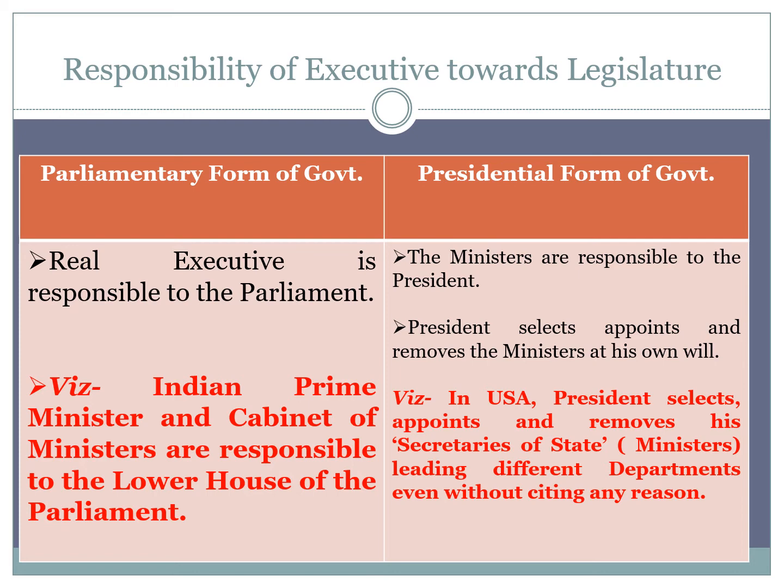Next is the point of responsibility of the executive towards the legislature. In a parliamentary form, the real executive, that is the Prime Minister and the Council of Ministers, are responsible to the legislature. Suppose in India, the Lok Sabha can pass a vote of no confidence and thereby that leads to the resignation of the real executive.